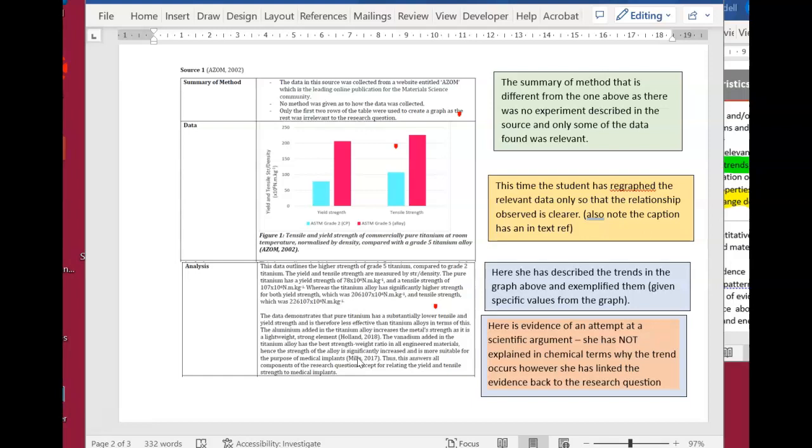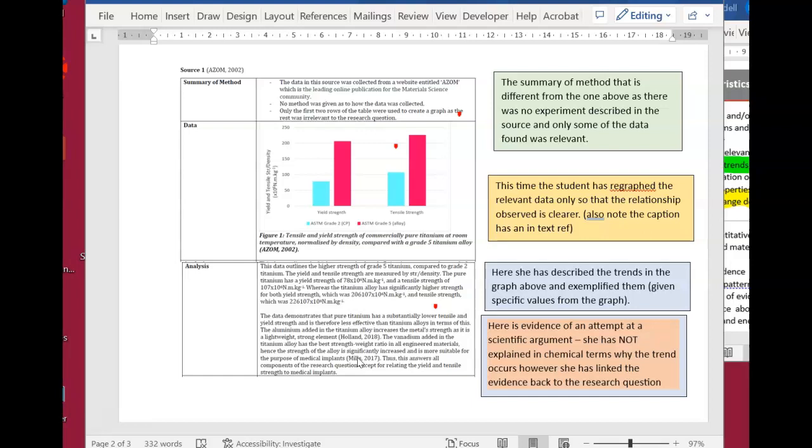Now, she has regraphed the data, so her source probably had a lot more data than what's shown here, and she's just taken the relevant data and regraphed that so the relationship is obvious. So you can see the red column versus the blue column quite obviously. She's also got Figure 1 underneath, which is good, and you notice that she also has the in-text reference there. So once again, she's described the trends in the data.